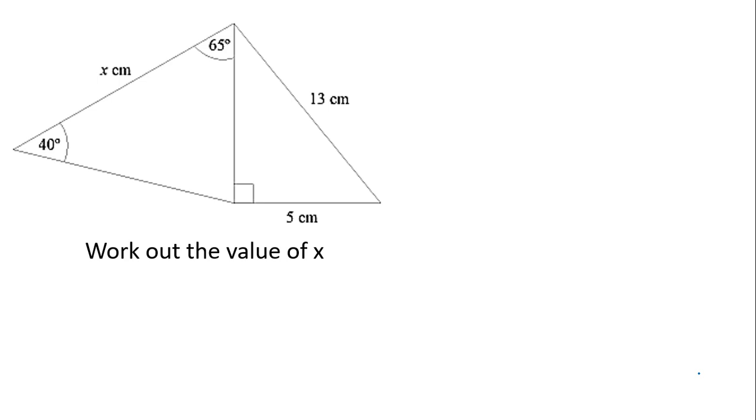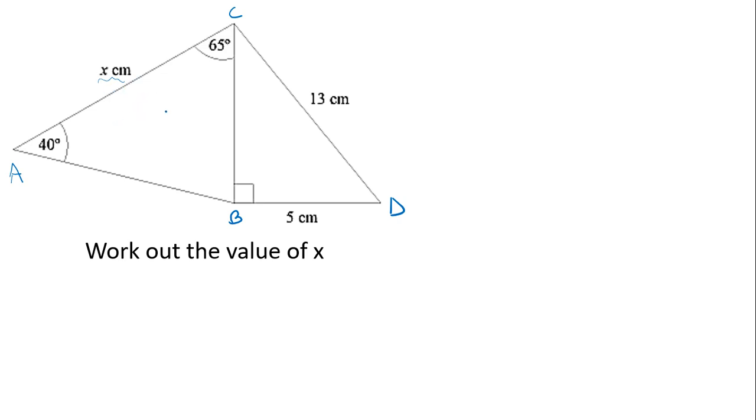Now, as you can see, maybe I could label my triangle. Let's suppose this part as A, this one's B, and this one's C, and this one right here is D. Now it says work out the value of x. As you can see, my angle A is 40 degrees, angle C is 65 degrees, the angle at B and D here is 90 degrees, and the length BD is 5 centimeters, CD is 13, and the length AC is x. And my length AC, or perhaps my x, is missing.